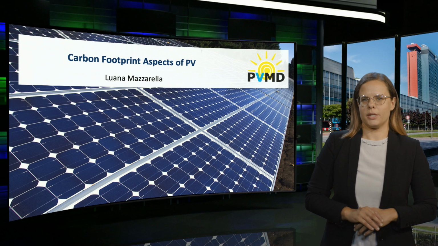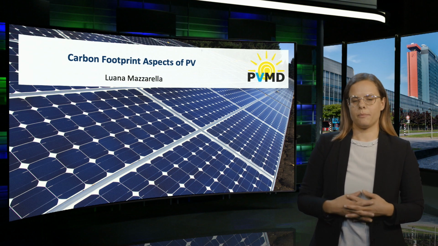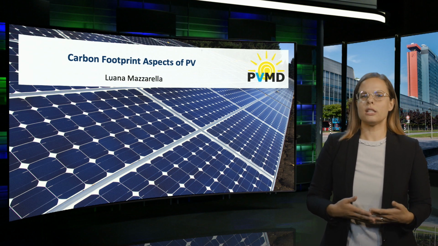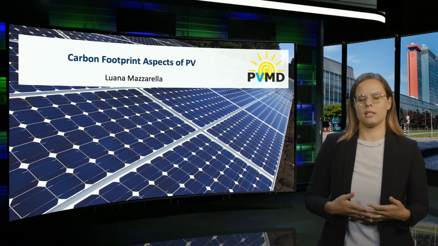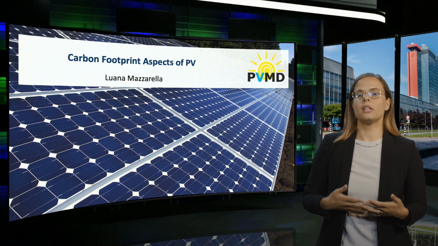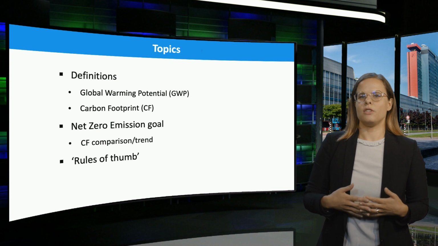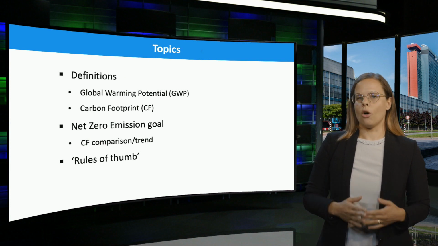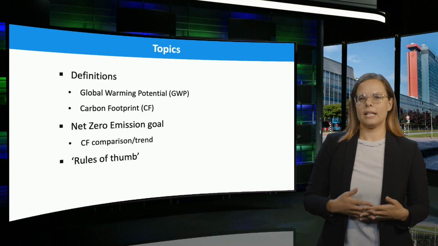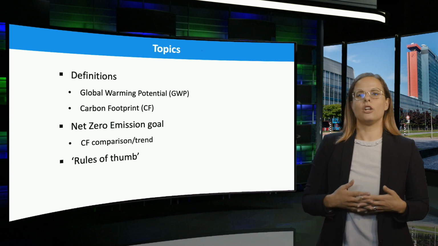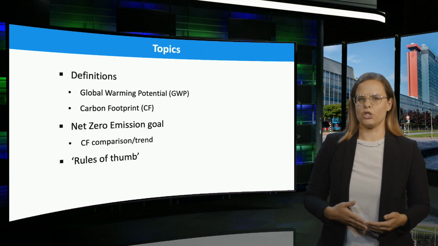Welcome to this course, in which we will discuss sustainability and reliability of photovoltaics. Today, we start discussing the concept of carbon footprint in photovoltaics, which is also abbreviated as CF. It's an important environmental indicator. The following topics will be covered in this video lecture: the definition of global warming potential and carbon footprint, how to reach a so-called net zero emission goal, and a rule of thumb that helps us to evaluate the carbon footprint of a PV module.